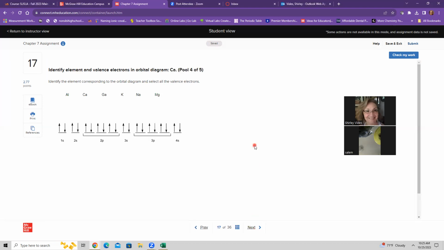All right, so who would this be? How would we know? Remember, always look at the last ones. So you would look at the 4S or the 3P? No, the 4S. Yeah, always the highest. And that gives you the location of your element.